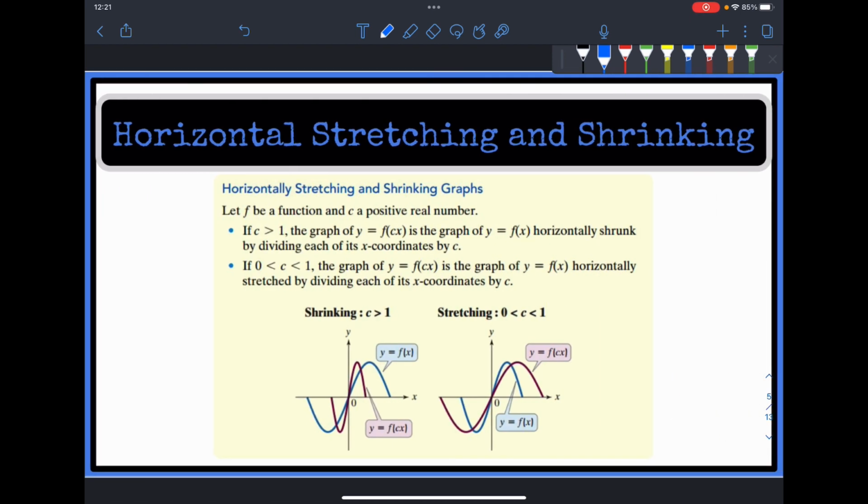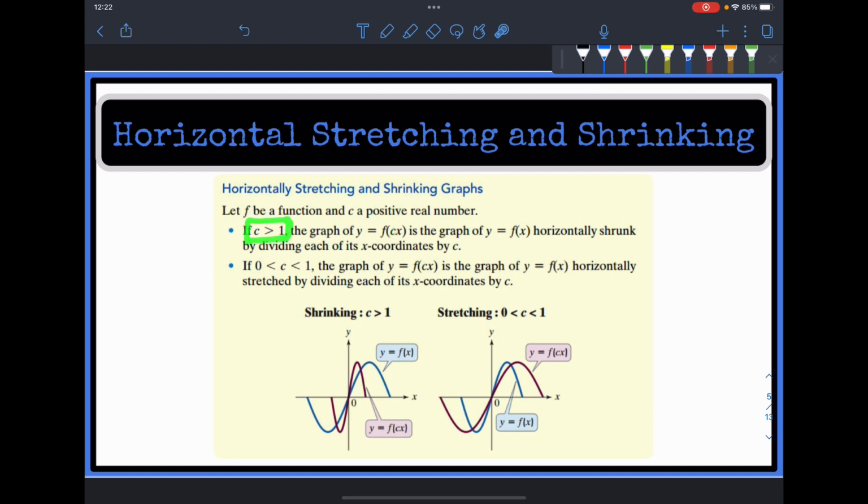Now, let's move on to horizontal stretching and shrinking. Well, just like with a horizontal translation, we are affecting again the input value. So we are still going to multiply by a constant, again by a scale factor, but that scale factor is being multiplied to the input value, and the notation for horizontal dilations is c times x, so f of c times x. Now, the difference in understanding whether we're shrinking or stretching depends on what we're multiplying by.